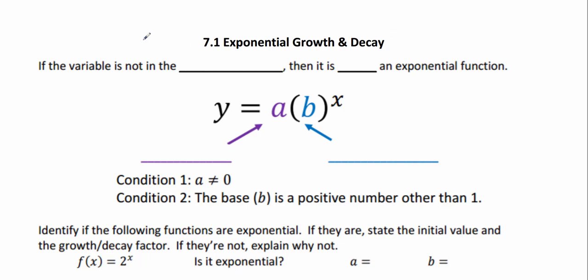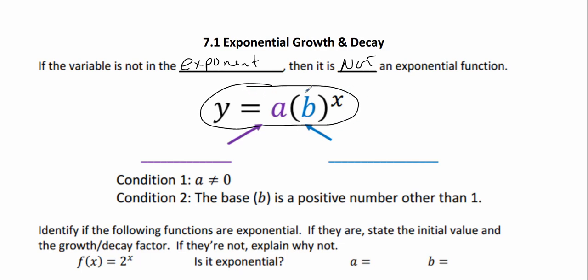So exponential growth and decay. If the variable is not in the exponent, then it is not an exponential function. Basically, this is your exponential function here: y equals a times b to the x. And you can tell this b is the only thing being raised to that x. So if this x is not in the exponent right there, then it is not exponential. And we'll get to what exponential looks like and so on.